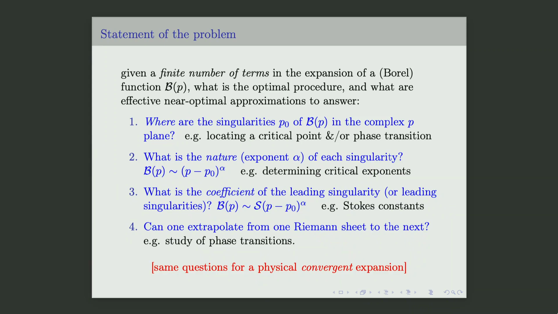It's called a Stokes constant. It could be highly suppressed for some reason. It could have a coefficient that depends on some other parameter, and that strength could disappear as you change that other parameter. So this is an interesting, difficult problem. And can we extrapolate from one Riemann sheet to another in a systematic way? And so those are the background questions I want to have.